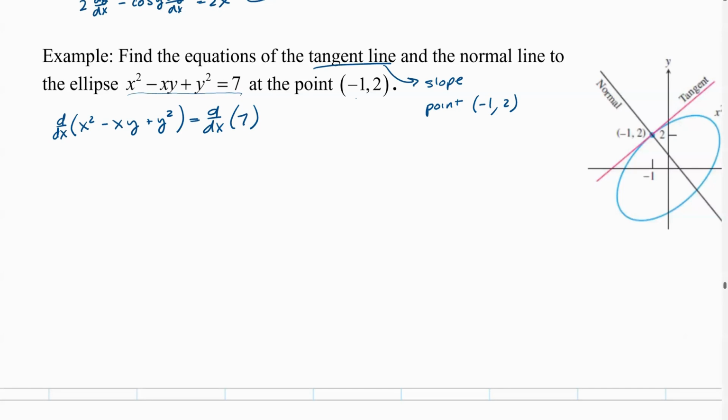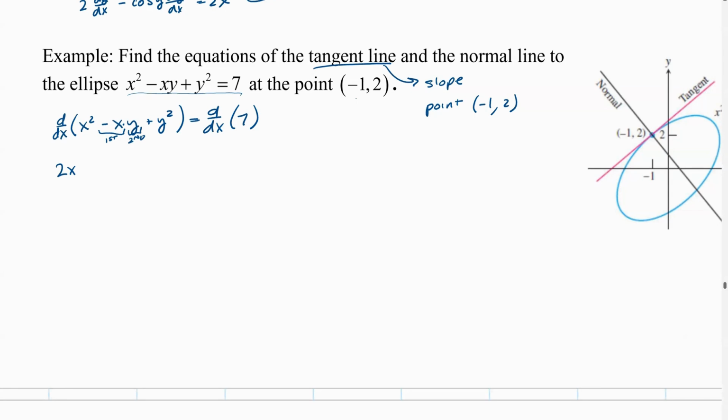Right? The derivative of x squared with respect to x is 2x. Derivative of negative xy. Well, I'm going to remind you that it looks like these two things are being multiplied together, so we're probably going to use the product rule. I'm going to call the negative x the first, and the y the second.